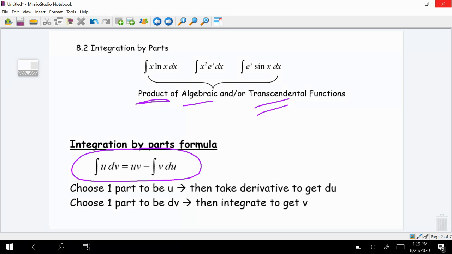So when you have this and you have your original integral, we need one of the parts of the original integral to be the u part. So looking at these up here, we need one part of it, either x or natural log, to be the u, and then we need one part that needs to be the dv.